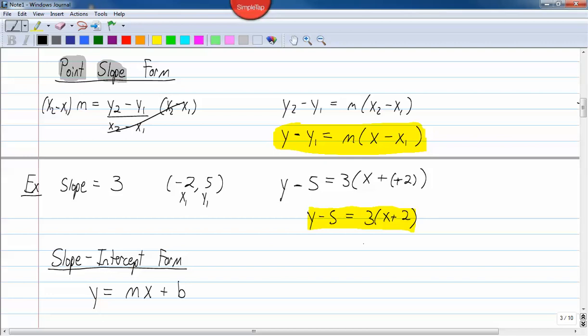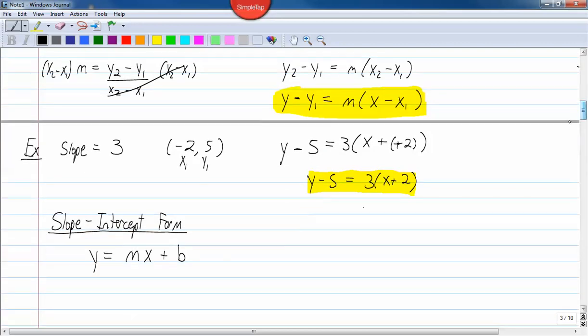The slope-intercept form is the most popular form because if you write the equation in this form, where you just have a 1y equals, then you have something times x plus or minus some number, then you can identify the slope and the y-intercept really fast. The y-intercept is the place where the straight line is going to cross the y-axis. The slope tells us the rise over the run.